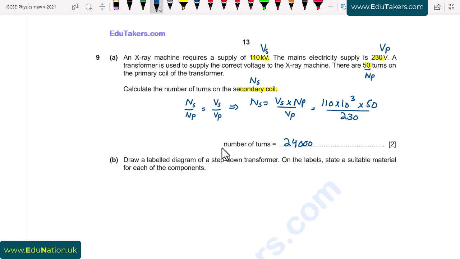We can compare the number of turns that primary has 50 turns and secondary coil has 24,000 number of turns. It means that Np is less than Ns. And we can also compare the potential difference, that Vp is less than Vs. So we can see that this transformer is basically a step-up transformer that increases the potential of secondary, or the number of turns in secondary are larger as compared to number of turns in primary.